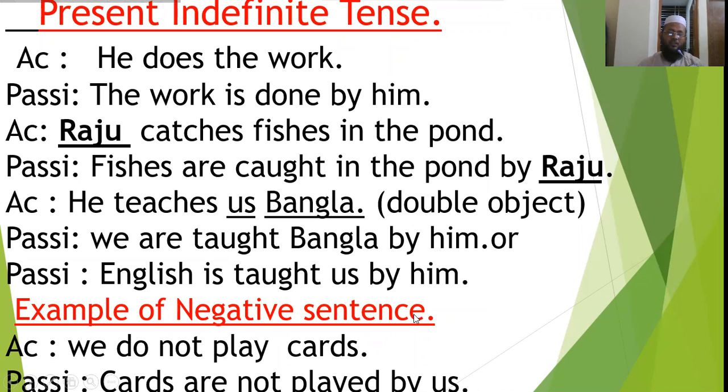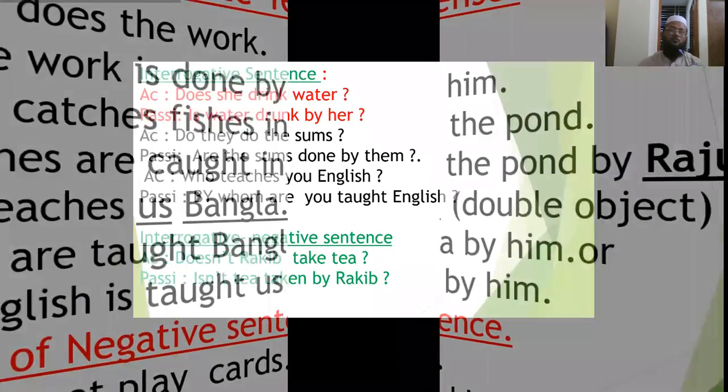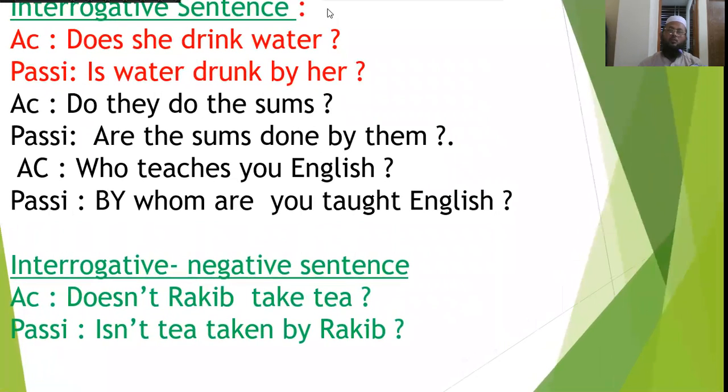Example of negative sentence. We do not play cards. Passive: cards are not played by us. Next, interrogative sentence. Does she drink water? Passive: is water drunk by her? Active voice: do they do the sums? Passive voice: are the sums done by them?